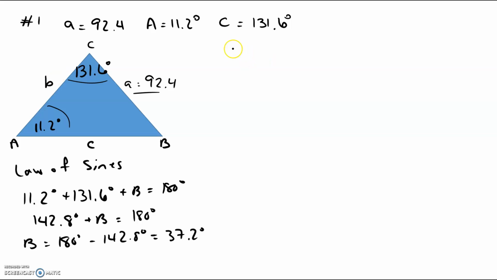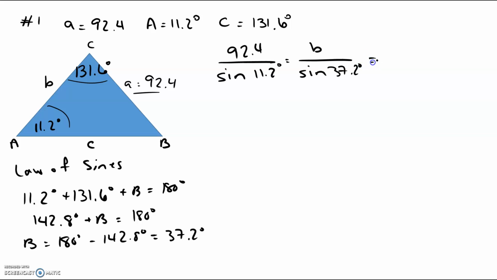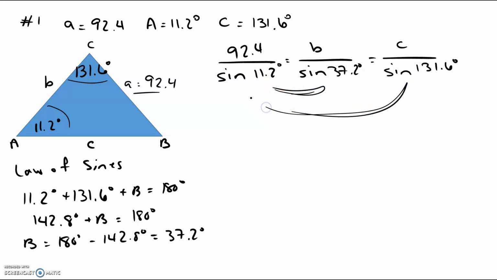So we're going to use the law of sines. That's going to be A, which is 92.4 over sine of A, which is 11.2, is equal to B over sine of B. We just found that to be 37.2, is equal to C over sine of C, and that's 131.6. Okay, so I need to find B and C, so I'm going to separate these two equations. One with these two, and then one with this one right here.